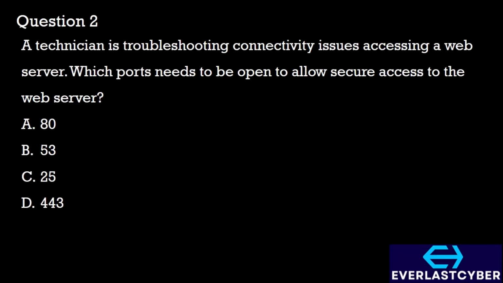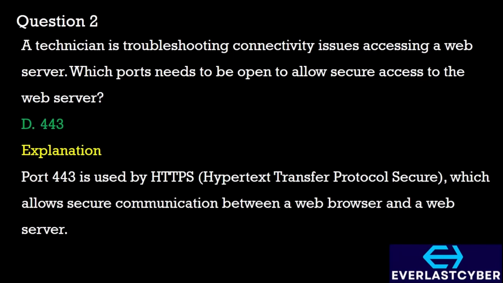Port 25 is used by the SMTP, or Simple Mail Transfer Protocol, and this is used for sending emails but not for accessing the web server. Port 443, on the other hand, is used by HTTPS, and HTTPS is Hypertext Transfer Protocol Secure, and this allows secure communication between a web browser and a server. So we'll be going with option D, 443. When accessing a web server securely using HTTPS, the communication is encrypted, and this ensures that the data exchange between the client and the server is protected.